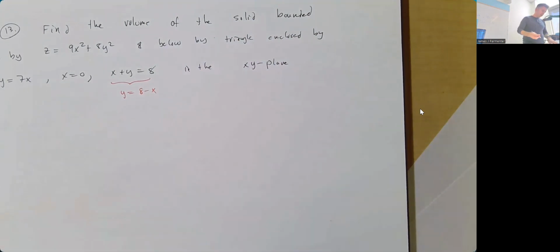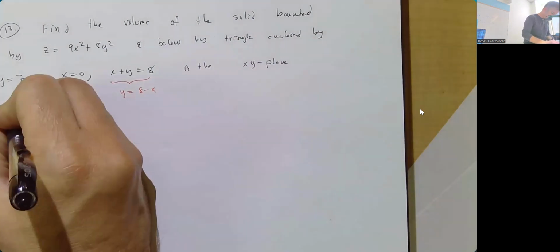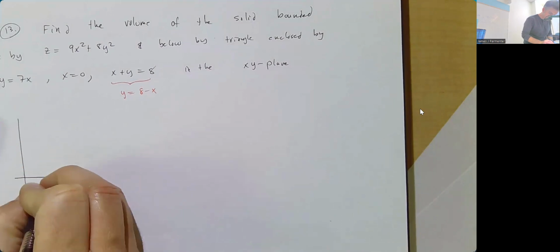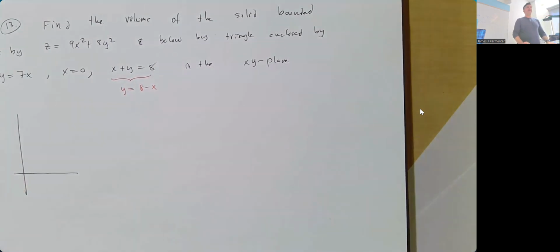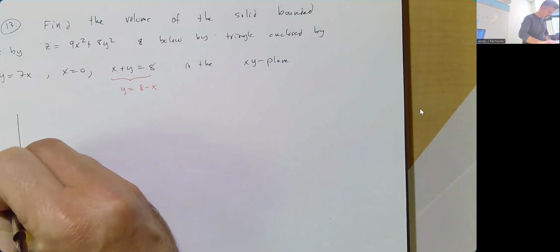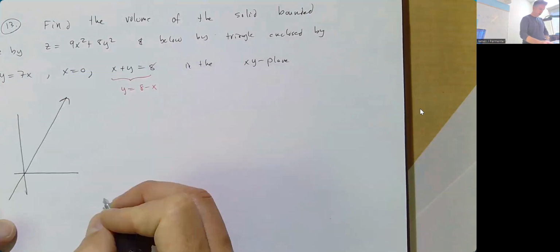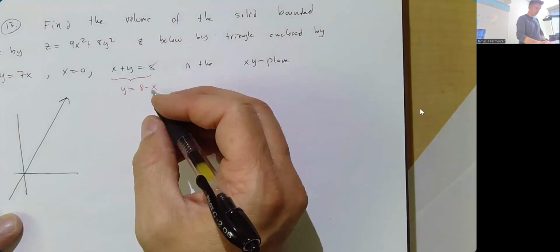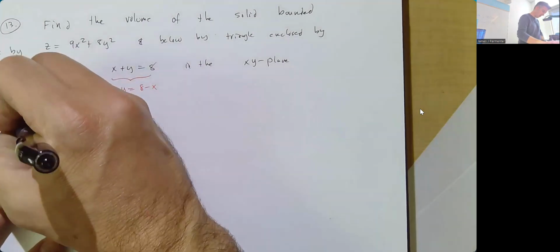I'm not going to draw the surface because I can't. Can't is probably too strong a word, because it is challenging for me to make it look good, but I definitely can and will draw the region. And you should all draw the region of integration. So I've got y equals 7x. I'm not going to draw it too steep. I've got y equals 8 minus x. So that's going to be something like that.